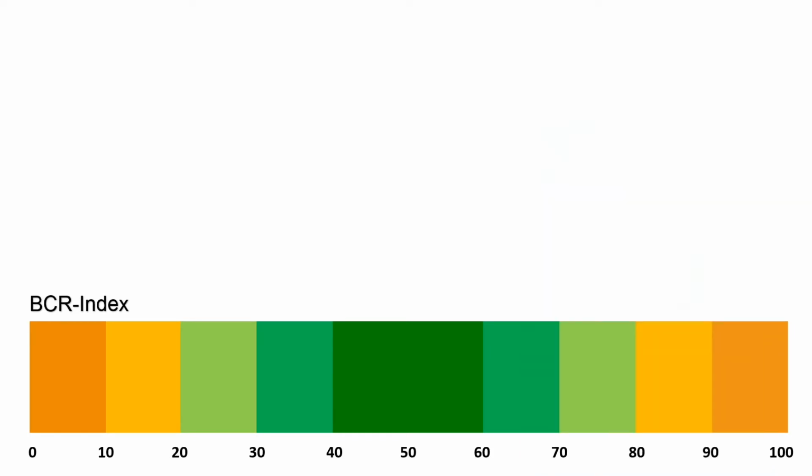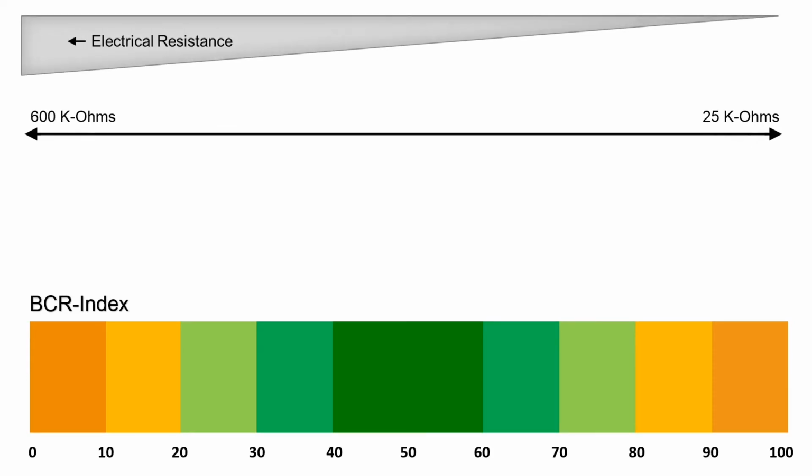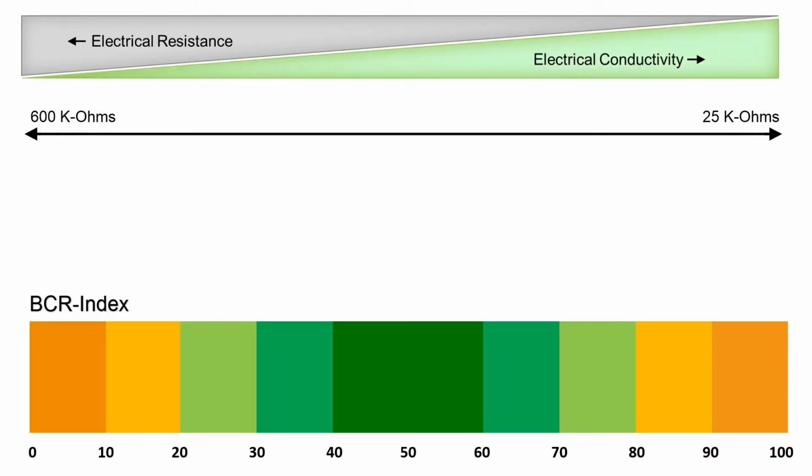Now we look at the measurements. 0 to 100, what does it indicate? It actually indicates electrical resistance from 25 kilo ohms to 600 kilo ohms. Now we are more interested in the conductivity. That is why the 100 is on the right side. Conductivity and resistance are inversely proportional. So 100 is where you have high conductivity, and 0 is where you have low conductivity.